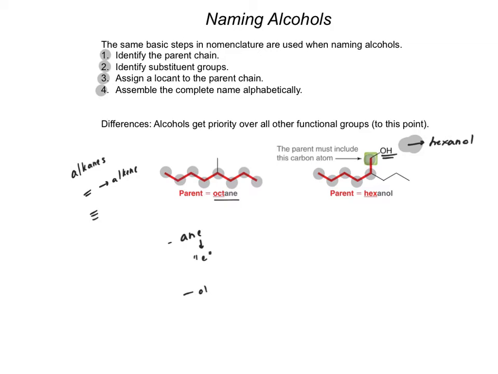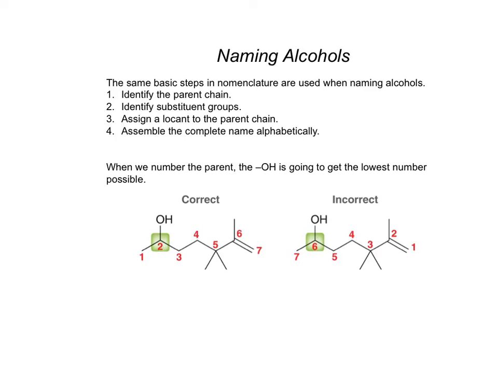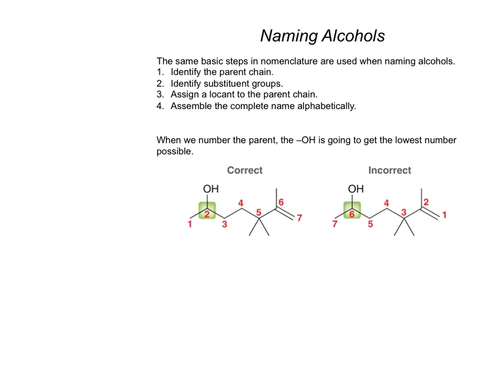The other thing that's going to change, comparatively to what we know, is numbering the chain, right? So assigning locants. Again, with alkanes, we numbered the chain so that our substituents got the lowest number possible. With alkenes and alkynes, we numbered it so that the double or triple bond got the lowest number possible, right? And again, we're going to see a very similar thing with respect to alcohols, right? So now when we number the parent chain, we're going to give the OH group the lowest number possible, right?